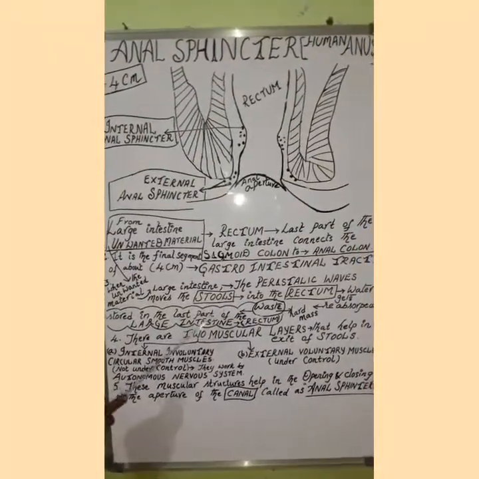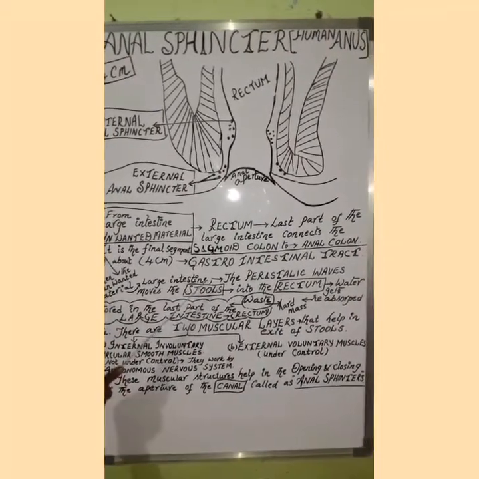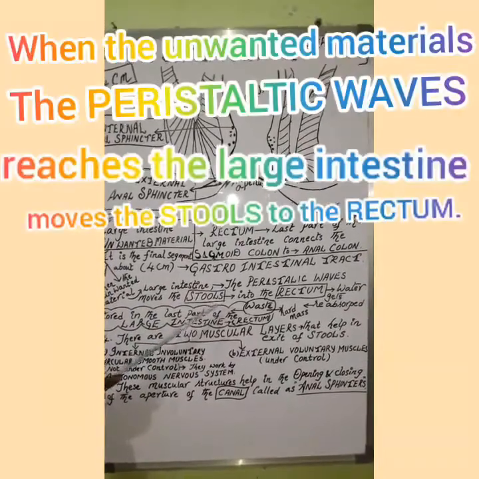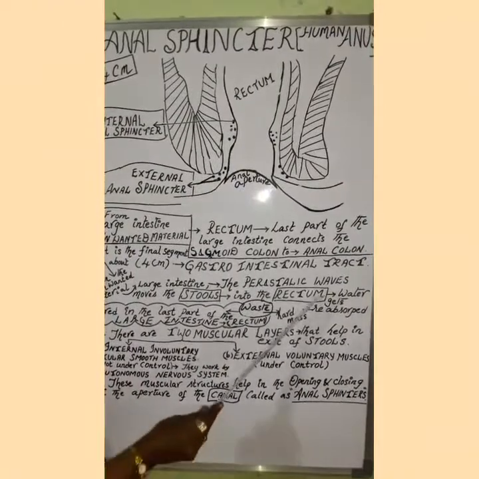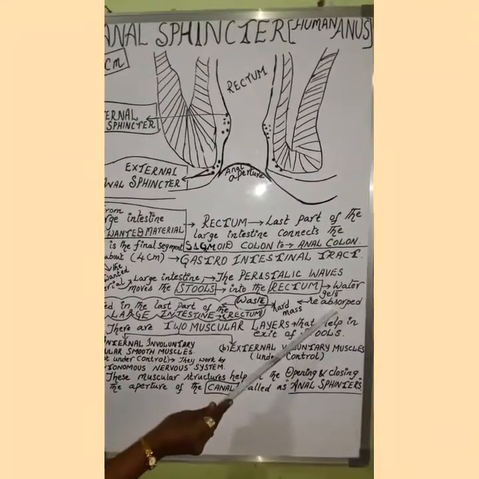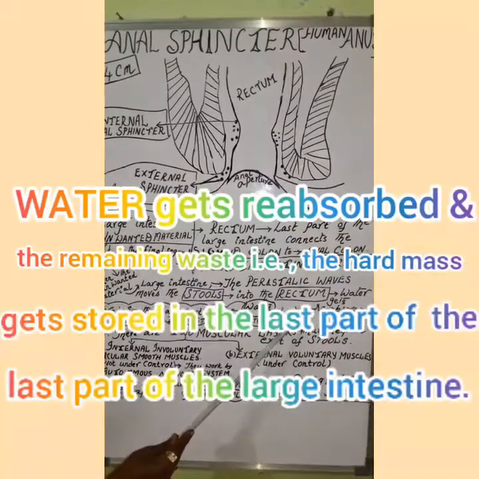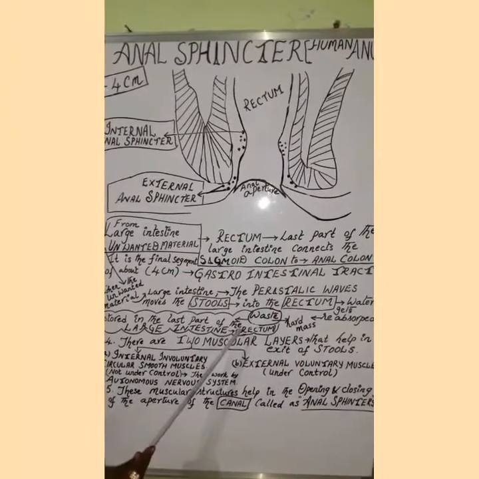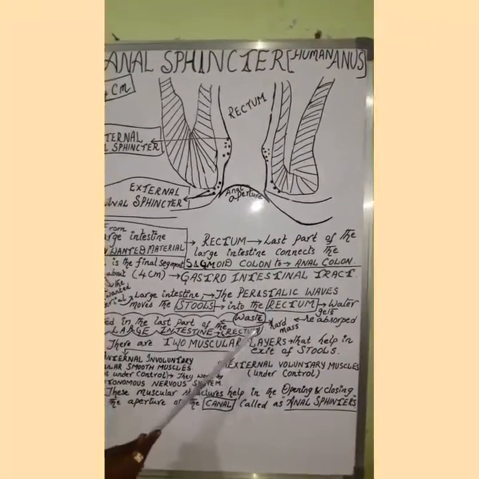When the unwanted material reaches the large intestine, peristaltic waves move the stool into the rectum. Water gets reabsorbed and the remaining waste, that is the hard mass, gets stored in the last part of the large intestine, which we call the rectum.